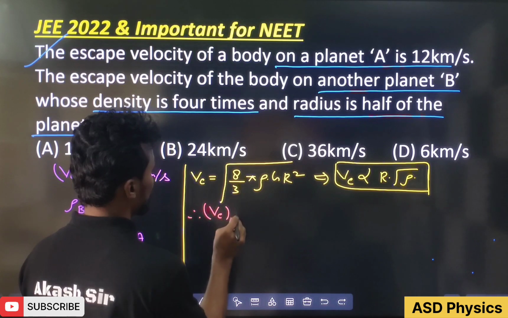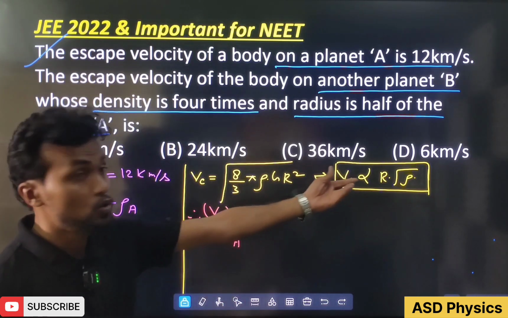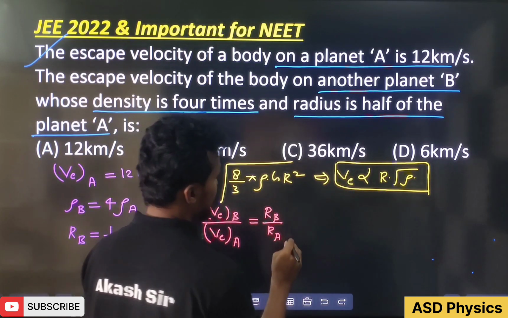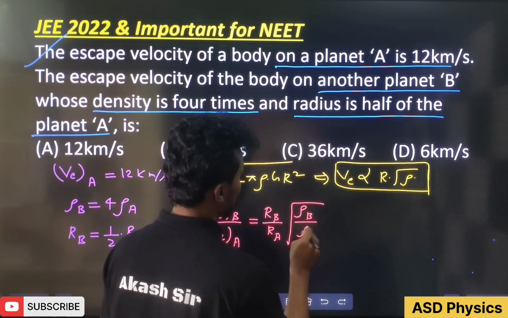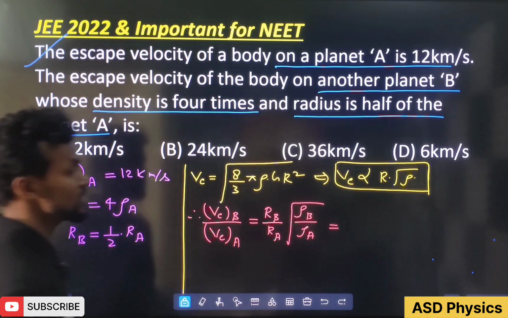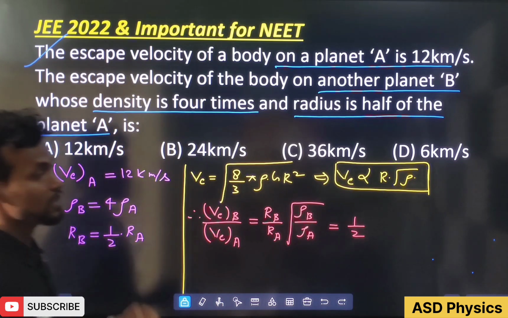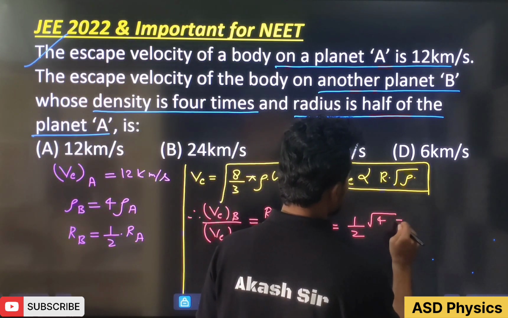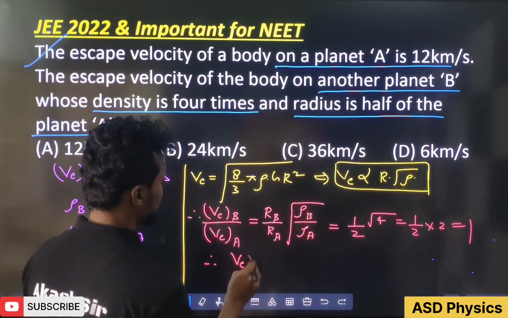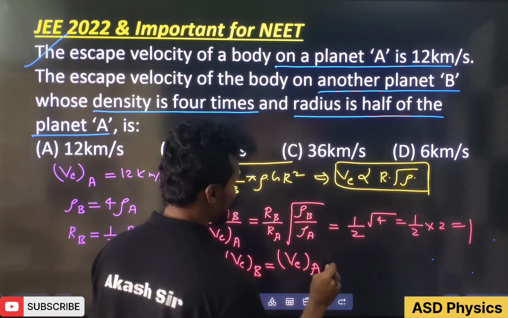So escape velocity from planet B by escape velocity from planet A. Radius is directly proportional anyhow. So R_B by R_A, and the density also, root of rho_B by rho_A. Okay. Let's put the values. R_B by R_A, how much here? 1 by 2. And rho_B by rho_A, how much will it come? Root 4. So we can say 1 by 2 into 2, how much is coming? 1. That means escape velocity from planet B is equal to escape velocity from planet A.